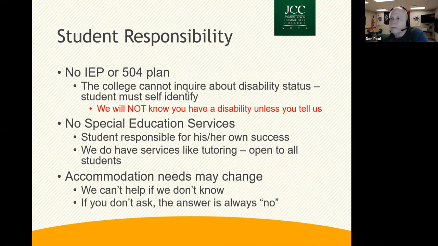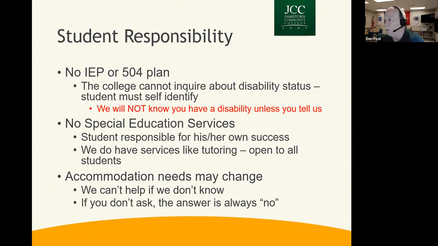So the emphasis now is on student responsibility, instead of the responsibility of the school. So again, like I said, there's no IEP, no 504 plan. The college can't ask if you have a disability, so we can't use that to decide if we're going to admit you or anything like that. You have to come to us and say, I have a disability, I have a barrier to education, and I need accommodations. We will not know that you have a disability unless you come tell us.